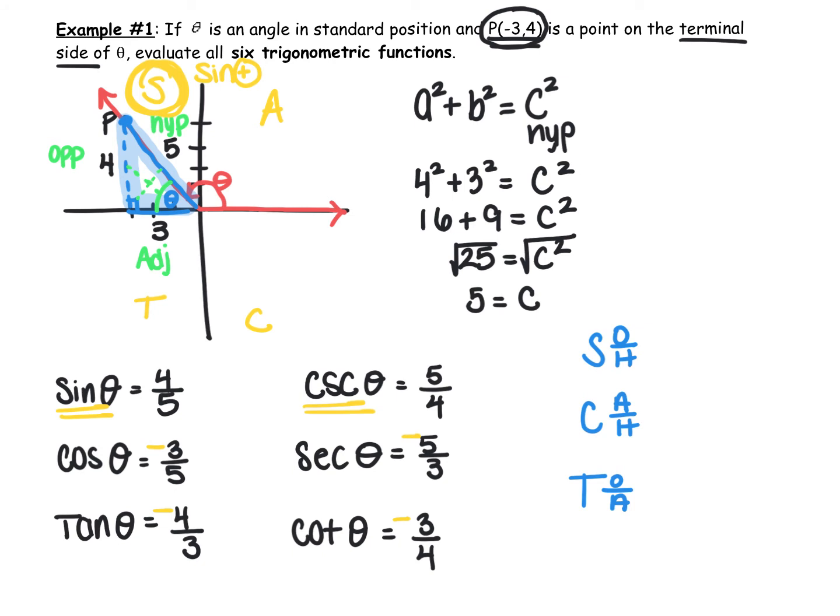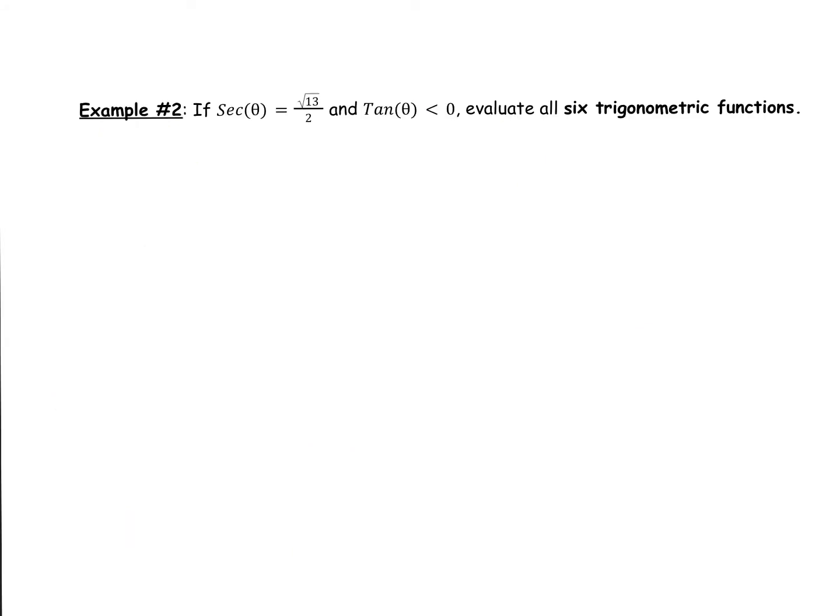Now let's try another example. So in example number 2, the same scenario applies. I want you to evaluate all 6 trig functions, but this time I'm giving you different information. So let's analyze the information that's given. So they tell you that secant is equal to rad 13 over 2.